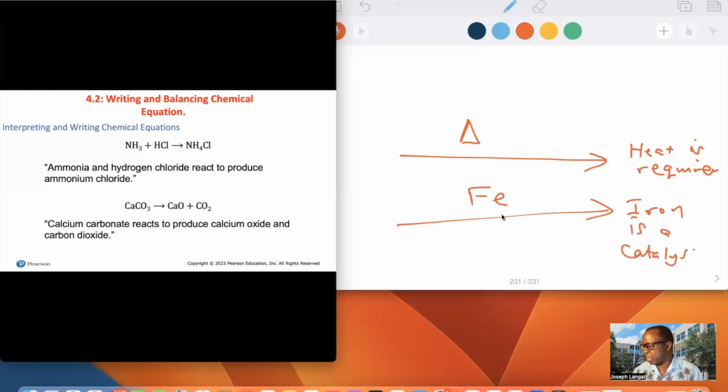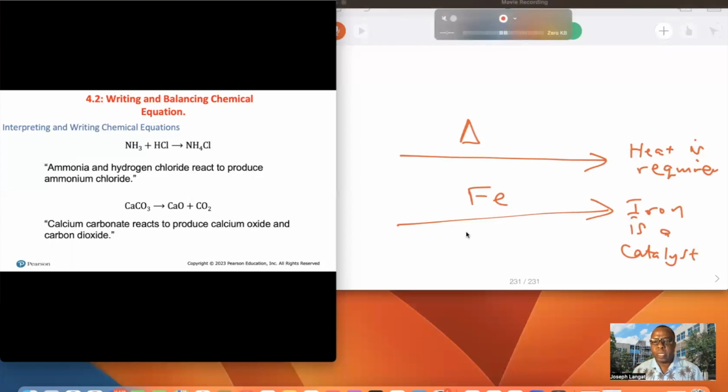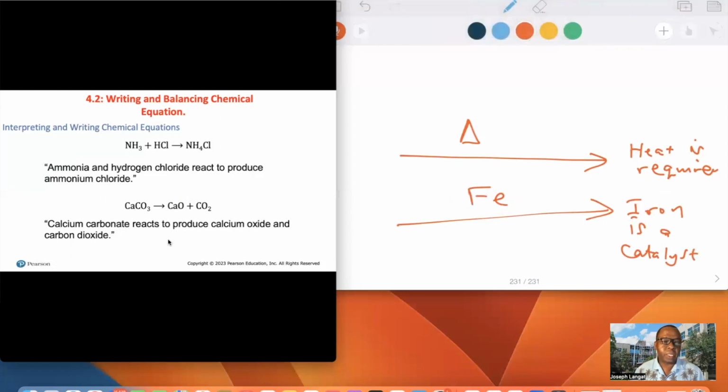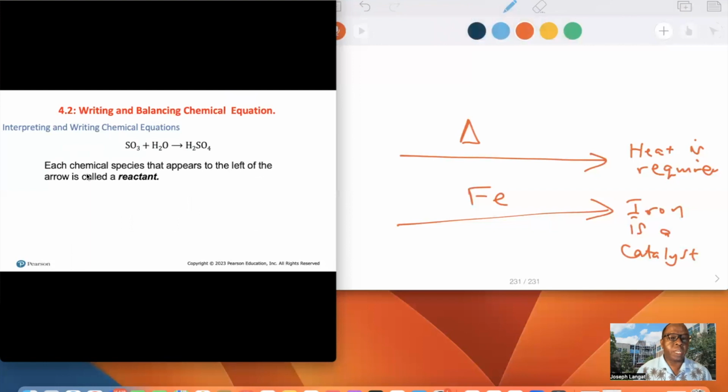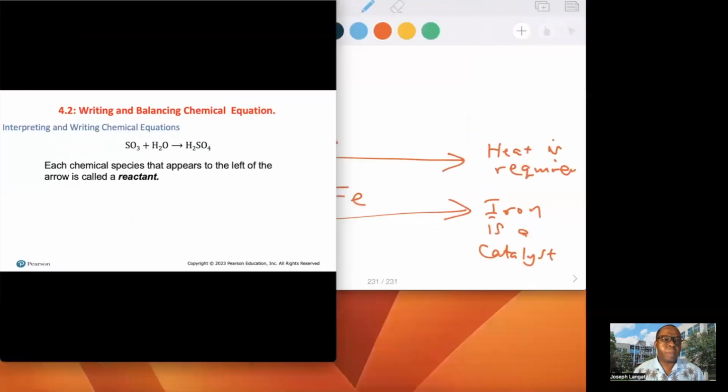You know what a catalyst is? A species that speeds up the reaction but does not participate in the formation of the product, does not participate in the chemical reaction. This means iron is a catalyst. So just to give you some of the symbols you may see in a chemical equation, you should be able to interpret. Here is another example on how to interpret a chemical equation.